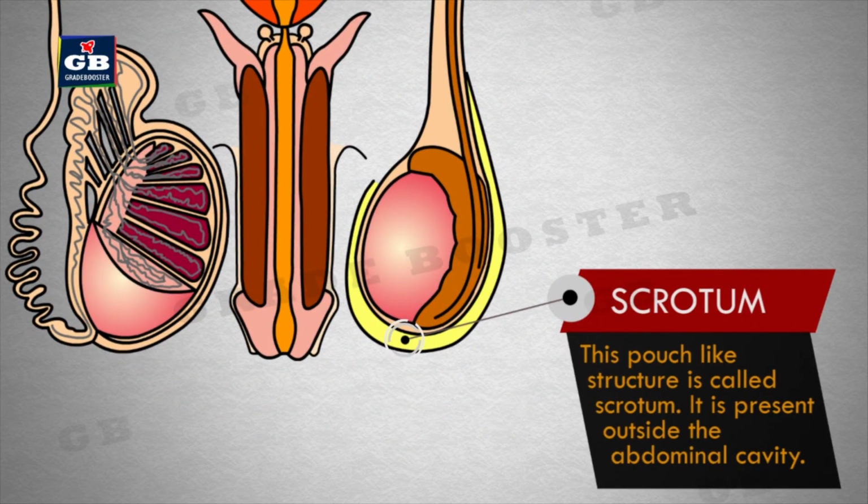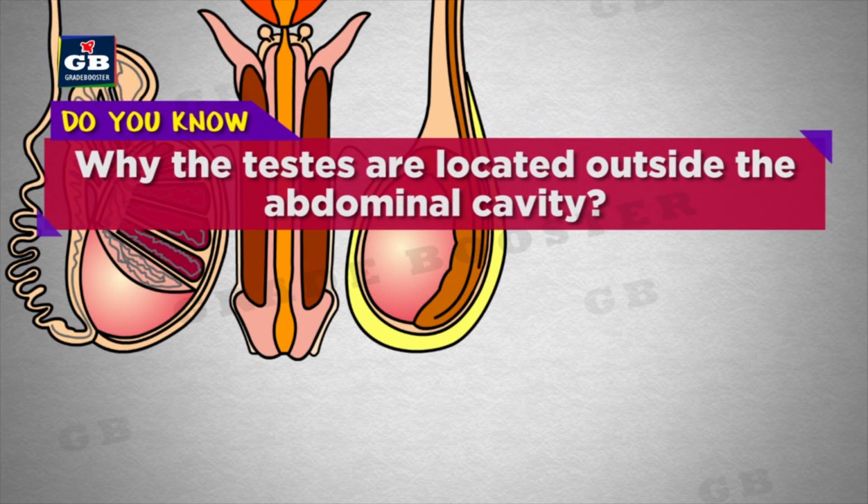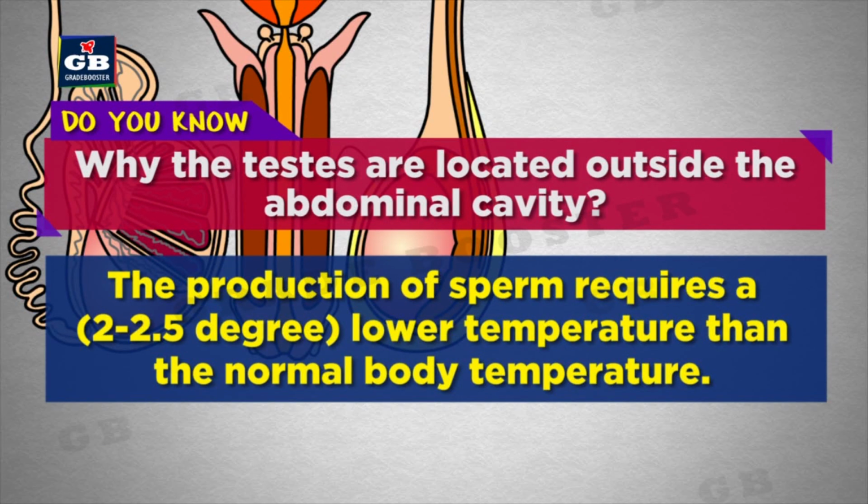Let us begin with scrotum. This pouch-like structure is called scrotum. It is present outside the abdominal cavity. Testes are present in this scrotum. Do you know why the testes are located outside the abdominal cavity? You know that testes produce sperm, but the production of sperm requires a 2 to 2.5 degree lower temperature than the normal body temperature.